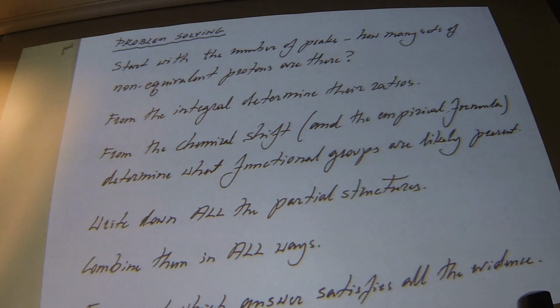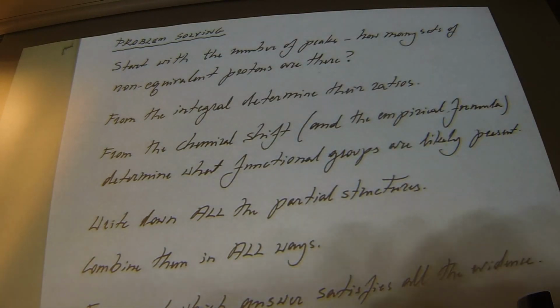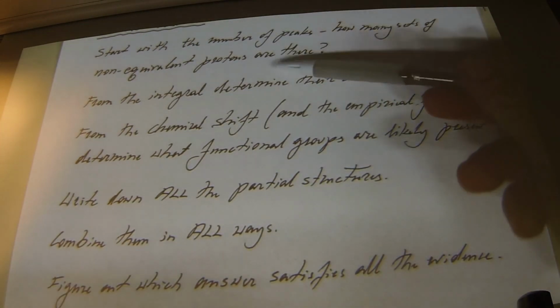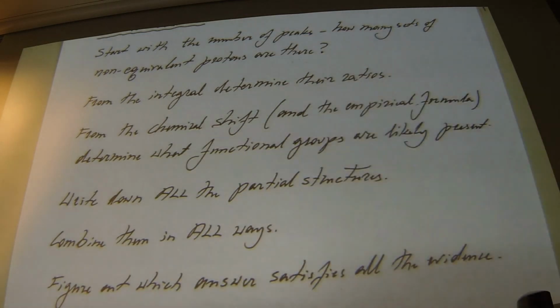Okay, so problem solving. The one thing your book does not remind you is that the first thing you need to do when the problem uses the empirical formula is figure out units of unsaturation. So go back, take a look at that formula that we have for units of unsaturation. It's the first thing you do when you have an empirical formula. And then you go through this routine of figuring out how many non-equivalent protons, the integrals, chemical shifts, and then come up with partial structures.